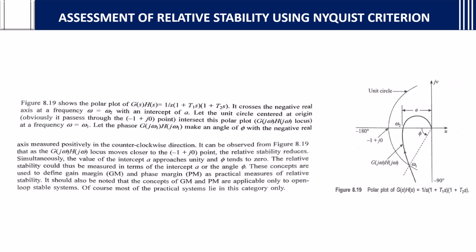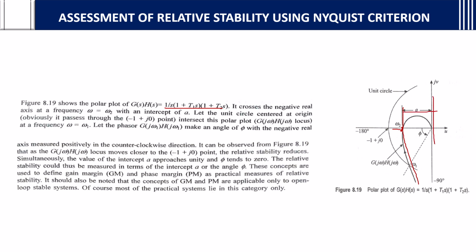Figure 8.19 shows the polar plot of G(s)H(s), which is in the form of 1 by s(1 plus T1 s)(1 plus T2 s). It crosses the negative real axis at a frequency omega equals omega 2, with an intercept of A. Intercept is nothing but the distance from the j omega axis.